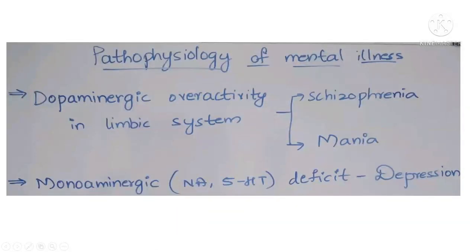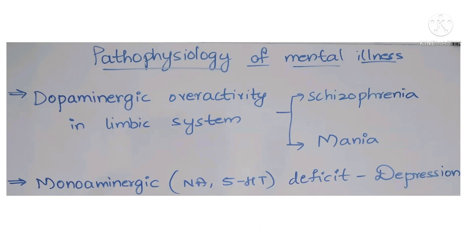Next, we go into the pathophysiology of these mental illnesses. Here the main neurotransmitters are dopamine, norepinephrine, and serotonin. Why only these neurotransmitters? Because these are excitatory. In the neurotransmitter classification, under inhibitory we get GABA and glycine, and under excitatory we get dopamine, norepinephrine, serotonin, acetylcholine. Also, dopamine and serotonin are happy chemicals. We have happy chemicals like dopamine, serotonin, oxytocin, and endorphins.